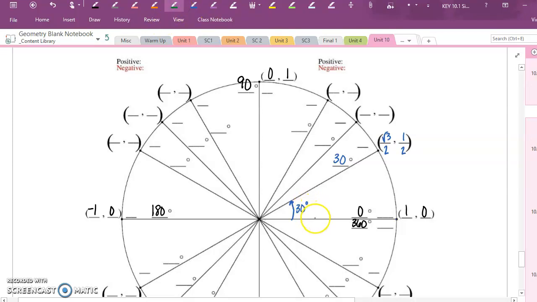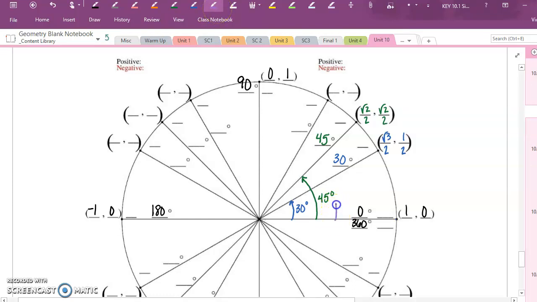Next, I'm going to go up a little bit more. And I just went up 45 degrees. 45 is halfway in between 0 and 90 degrees. So 45 degrees is our next reference angle. And we found out that the sine and cosine of both of these was square root 2 over 2. So I'm going to go ahead and place root 2 over 2 comma root 2 over 2 right there for 45 degrees.